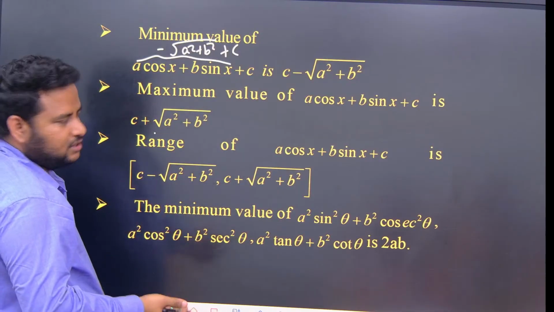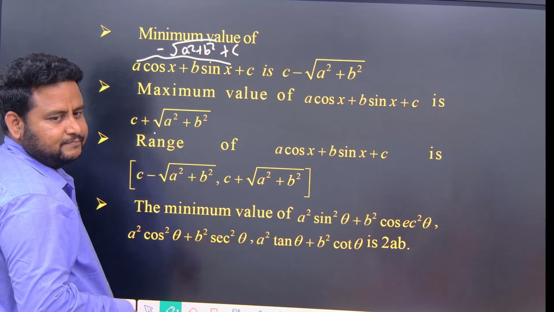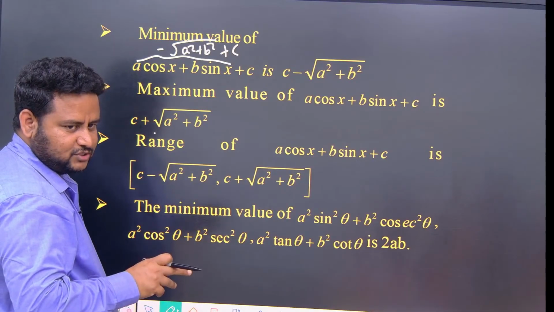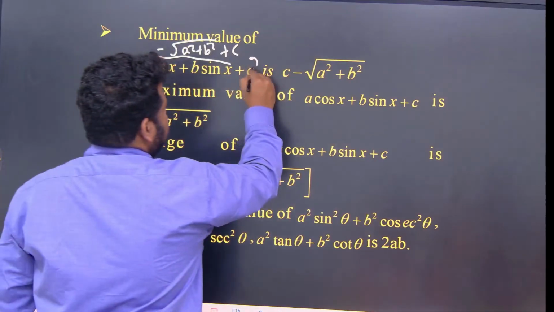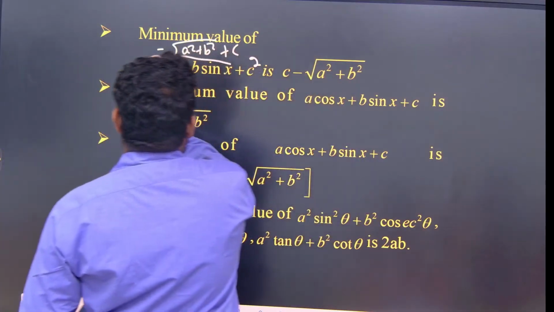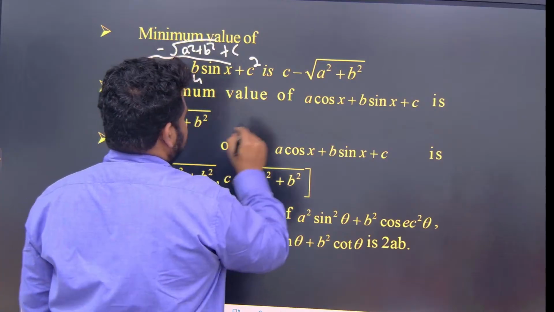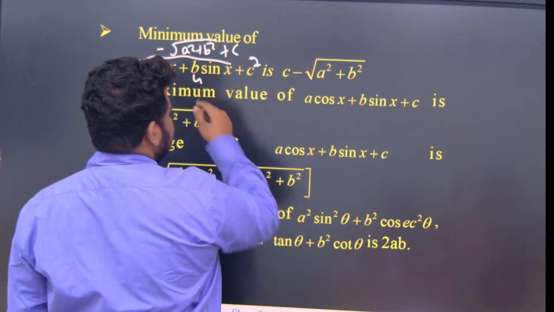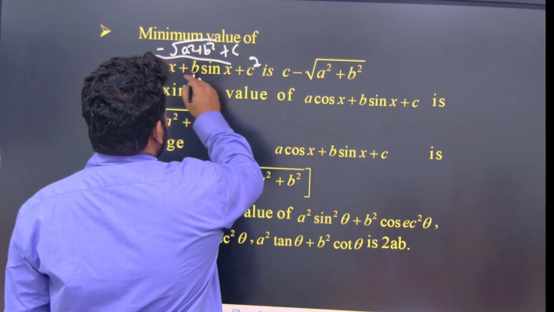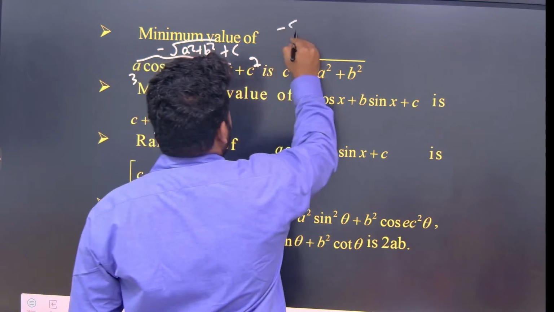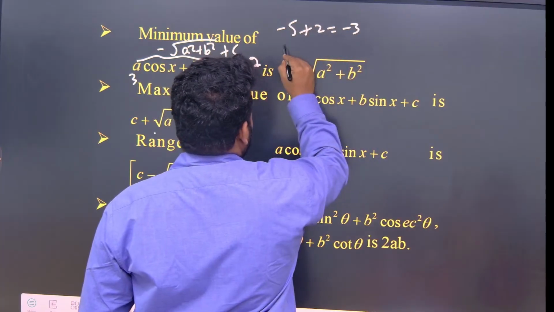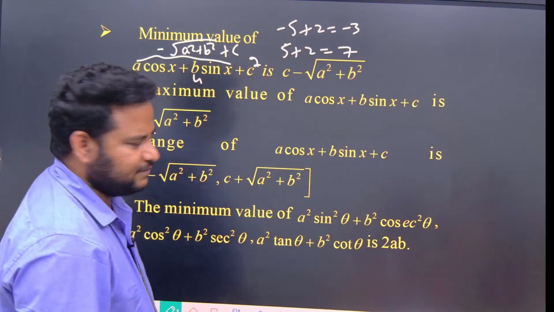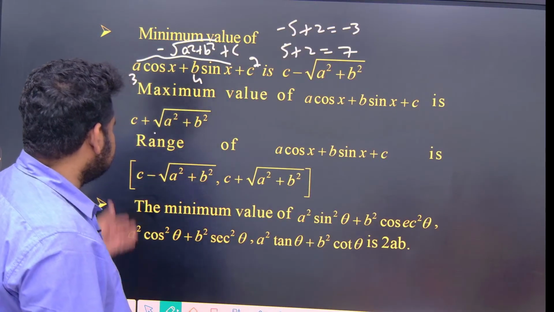Okay, understood now? So whatever value is given, add it. On doing square root of a square plus b square, if it is maximum, you will do positive value plus c. Suppose this is 2. Let us take a as 3, b as 4, c as 2. Square root of 3 square plus 4 square is what? We will get 5. The minimum will be minus 5 plus 2, which is minus 3. The maximum will be plus 5 plus 2, this will be 7. Understood? Like this we will find maximum and minimum.